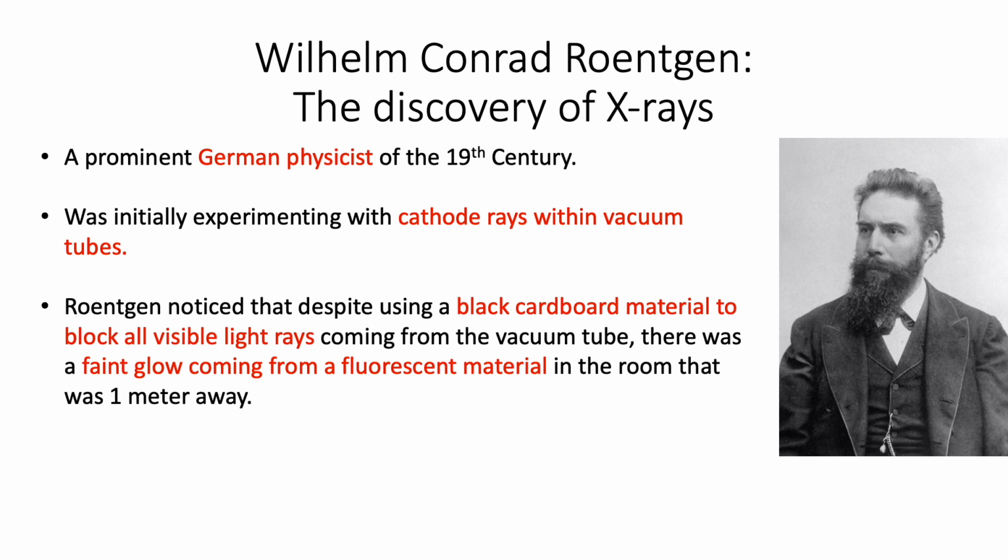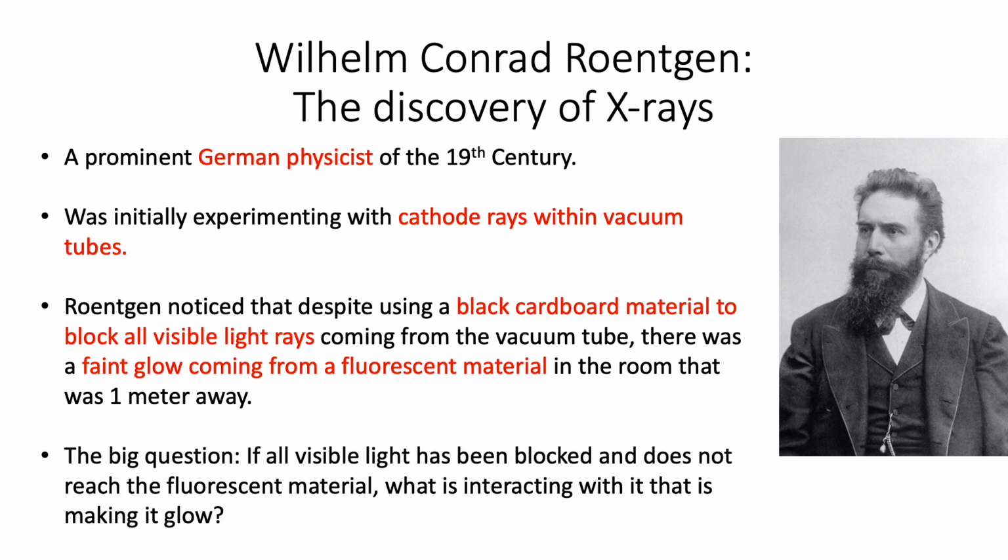Now take a step back and think about this. You have cathode rays, which are essentially electrons being passed through within vacuum tubes. And despite blocking all visible light rays by using a black cardboard material, something was interacting with the fluorescent material, which was 1 meter away from the vacuum tube. And this was the big question. If all visible light has been blocked and does not reach the fluorescent material, what is interacting with it that is making it glow?